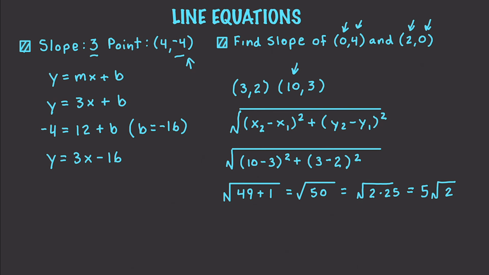And if you're wondering, this is approximately, and this is the approximately sign, the value here is going to be approximately 7.07. All right, so there you go. That is how to find an equation from the slope and a point. That's how to calculate slope and the distance between points.